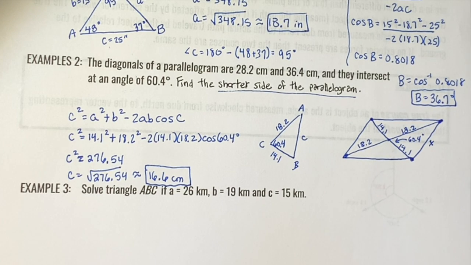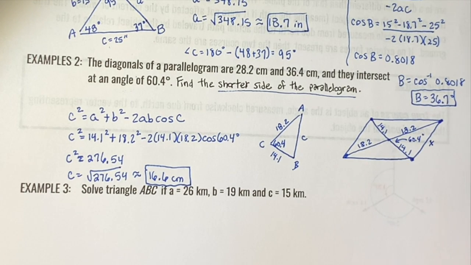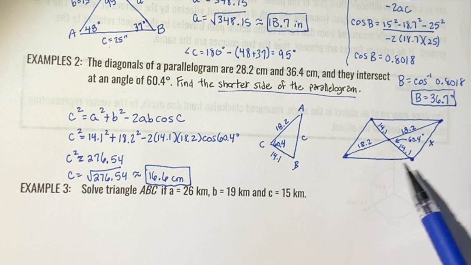So it's pretty straightforward. Even though it's an application problem, it's a pretty straightforward use of law of cosines, because when you draw the diagonals in a parallelogram or any quadrilateral, you're basically splitting it into some triangles.